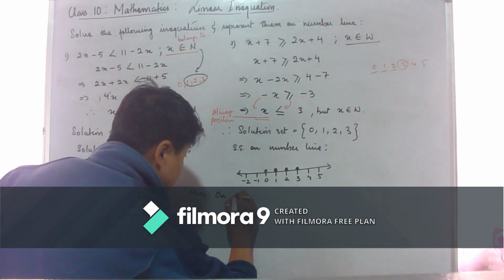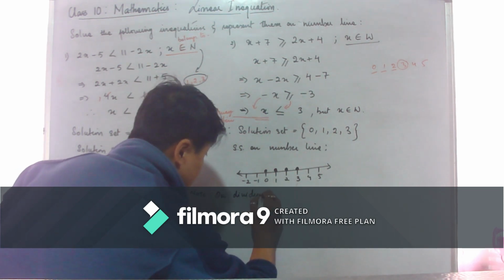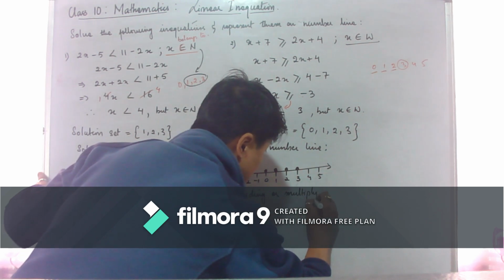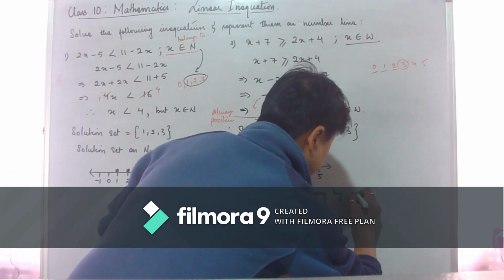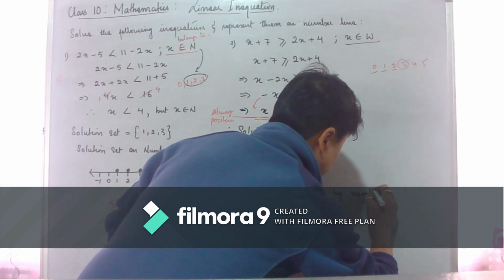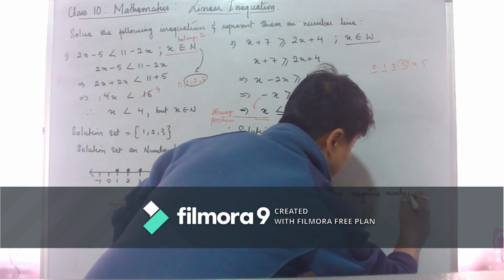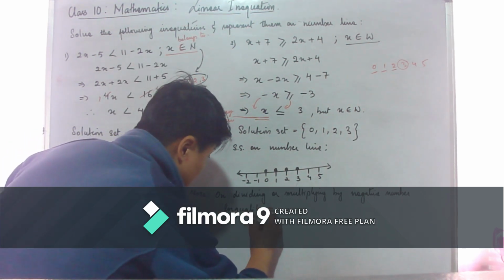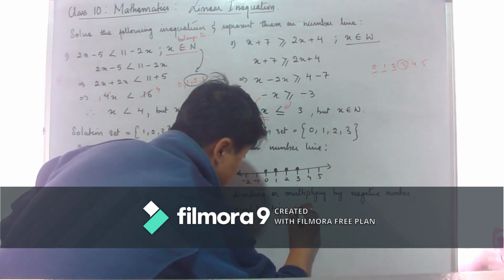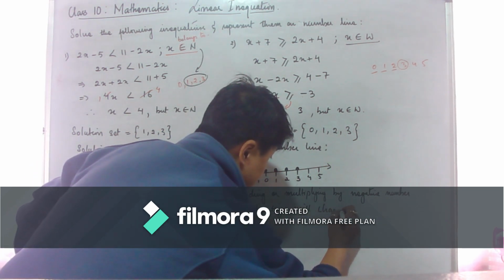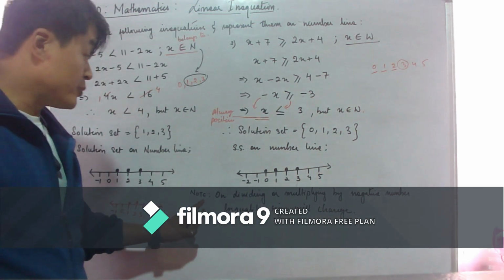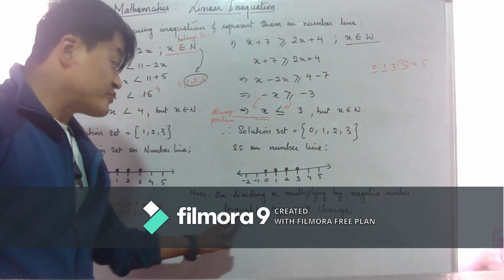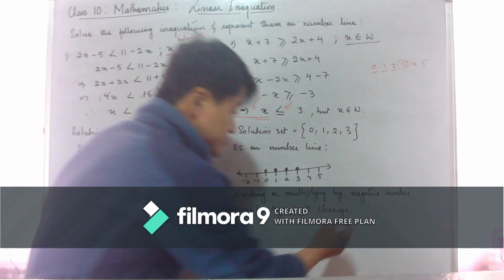On dividing or multiplying by a negative number, the inequality sign will change. So we have to note the point: on dividing or multiplying by a negative number, the inequality sign will change. Okay, this is very, very important.